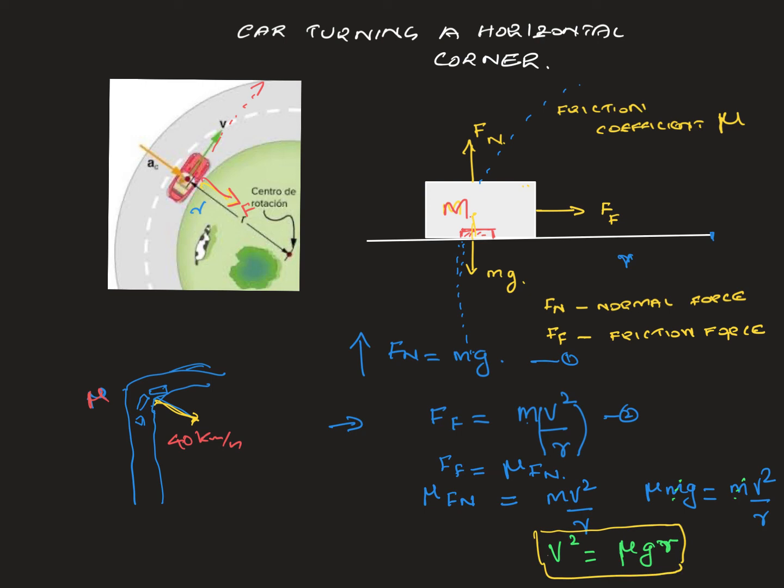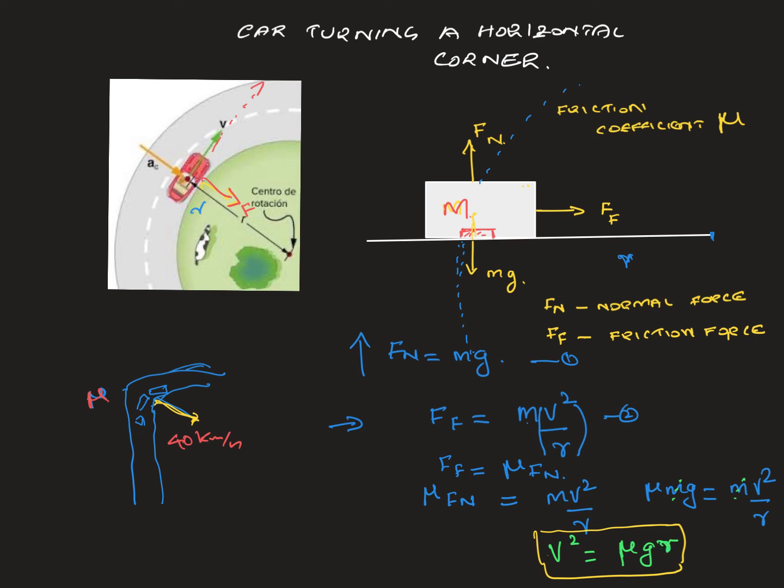As you can see, the maximum speed at which the car can travel in a circle with radius r doesn't depend on the mass of the car. That's very interesting. It doesn't depend on the mass of the car. Also, if we have a bigger radius, that means you can go at a higher speed. And if you have more friction, then also you can go at a higher speed. So the speed at which you can travel on a roundabout depends on the friction coefficient and the radius.